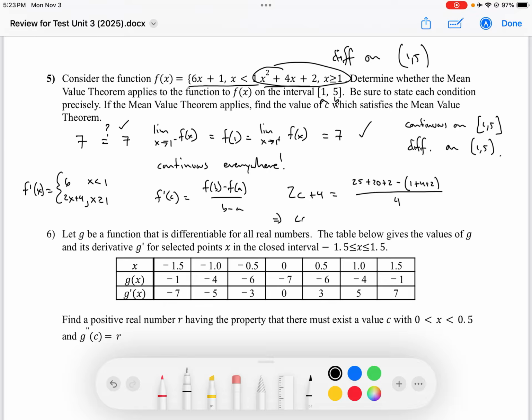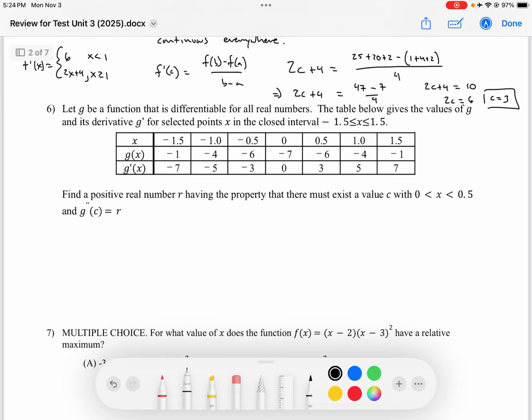So that gives me 2c plus 4 is equal to 47 minus 7 over 4. So 2c plus 4 is equal to 10. 2c equals 6, c equals 3. So that is the place where the slope of the tangent is equal to the slope of the secant.